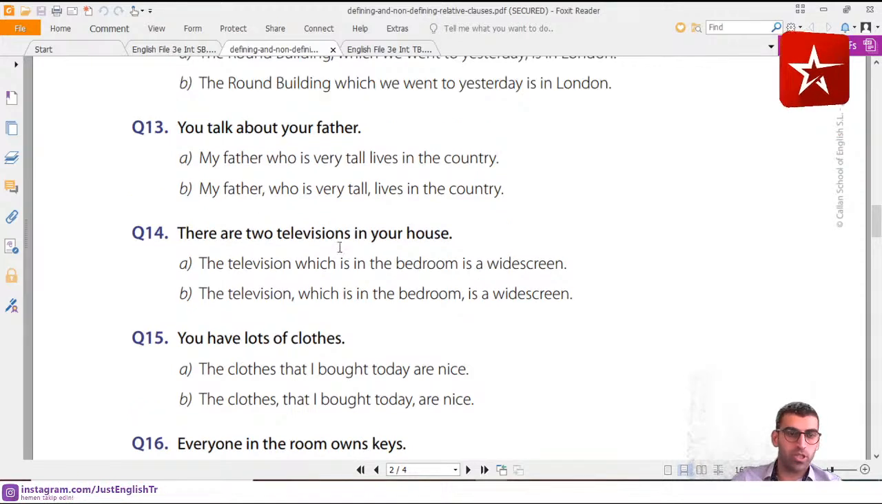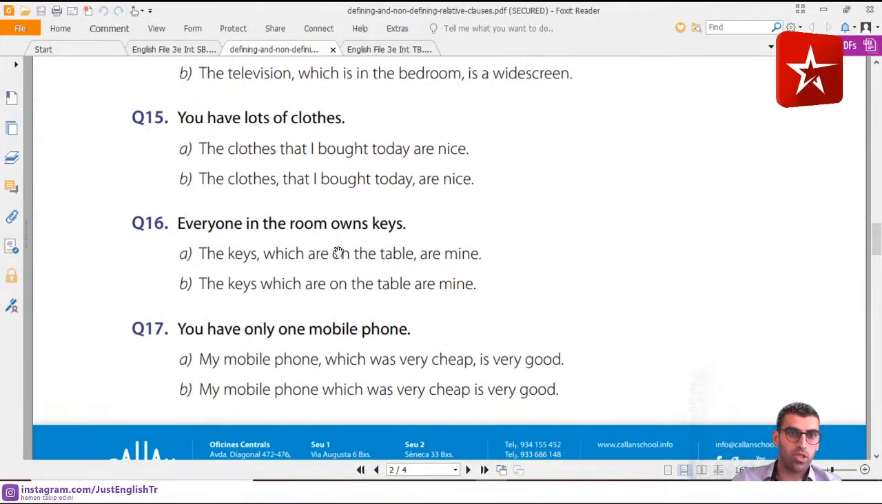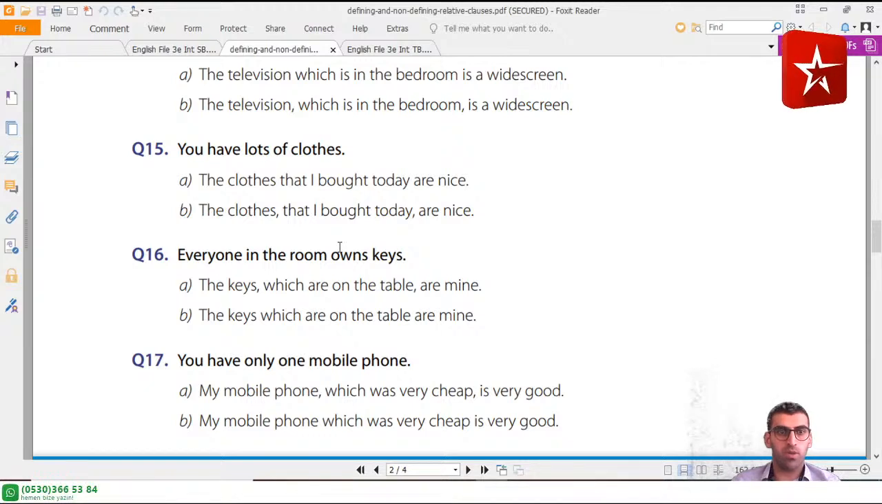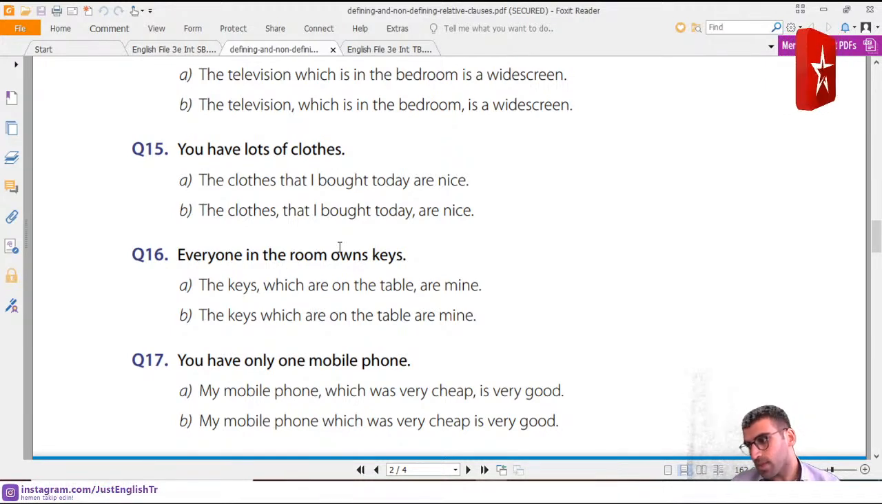And question number 16. Everyone in the room owns keys. The keys which are on the table are mine. So for question number 16, it means we have more than one key, like everyone in the room owns keys. So more than one key, it means several. So we have to define which one.